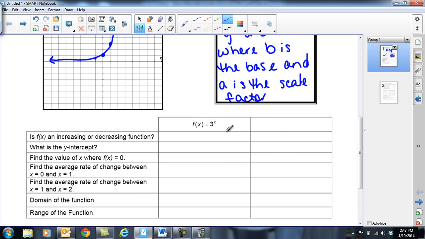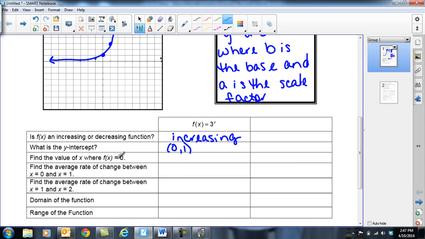And so, for f of x equals 3 to the x, the function we just graphed, is it increasing or decreasing? Well, that picture that we looked at from left to right, that's increasing. It was getting bigger. Those numbers got bigger. So it's an increasing function. The y-intercept, well, it crossed the y-axis at 1, so it's at 0, 1.